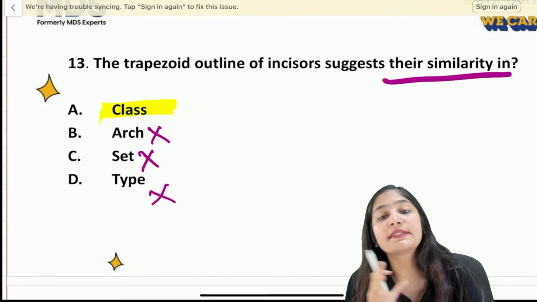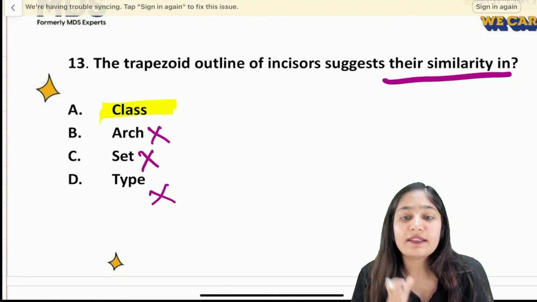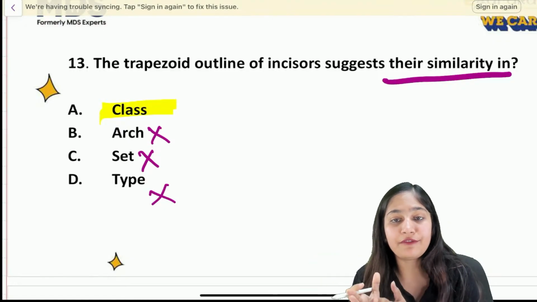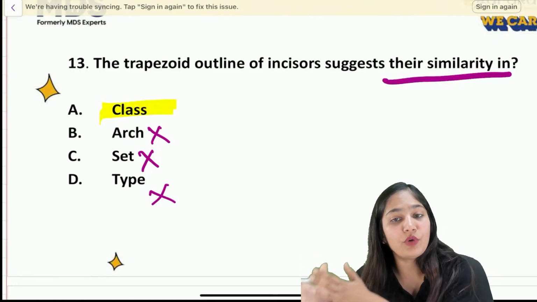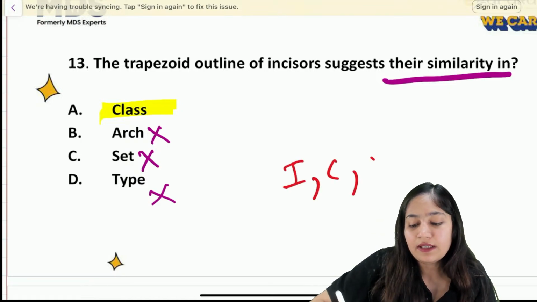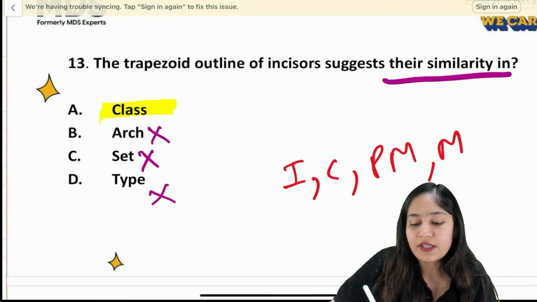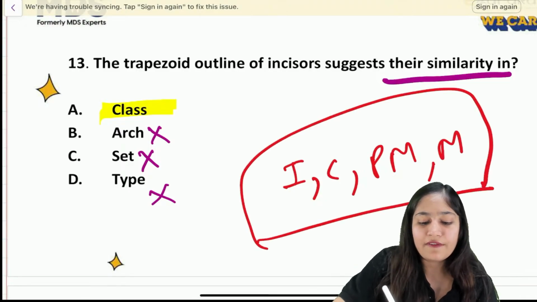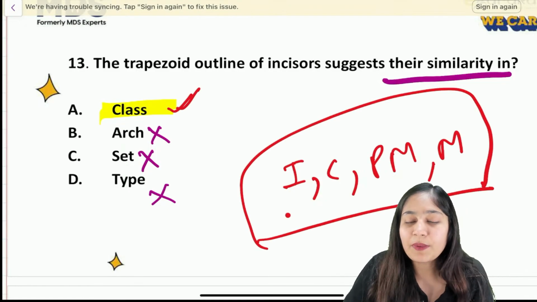Incisors belong to the same class. Canine, different. Premolars, different. And molars. We have four classes of teeth: incisors, canine, premolars and molars. So the difference between these is our class trait. The difference between incisor and canine, incisor and premolars.